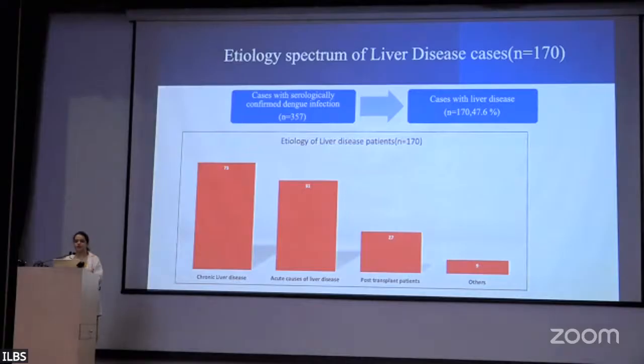So, coming on to the etiology spectrum of liver disease cases, out of the 357 cases, those with liver disease were around 170, and chronic liver disease formed the majority among liver disease cases, followed by the acute causes of liver disease, like acute viral hepatitis.